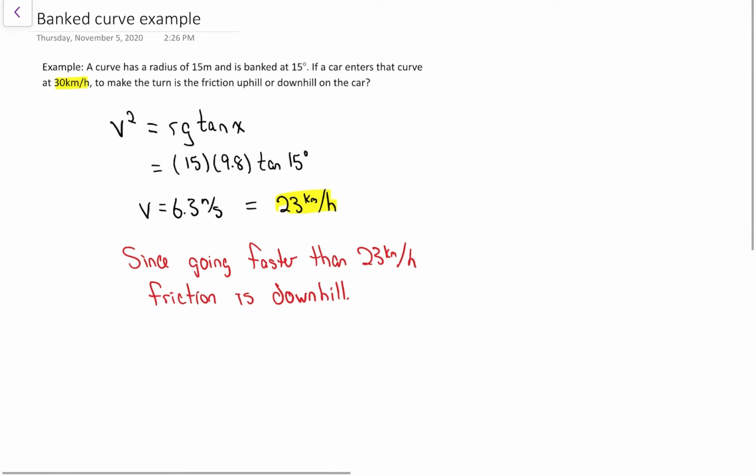If we had done the math, or if the question was different, if the car entered the curve at a number lower than 23, then the danger is the car would drift in or fall into the middle of the curve and friction would be uphill.